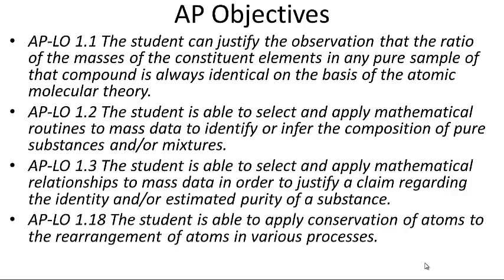All right, let's do a quick check to see if we met our objectives. So let's read these. Learning objective 1.1. The student can justify the observation that the ratio of the masses of the constituent elements in any pure sample of that compound is always identical on the basis of the atomic molecular theory. Take a moment to process. That's a lot of language.